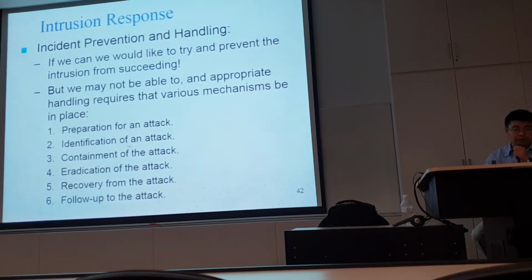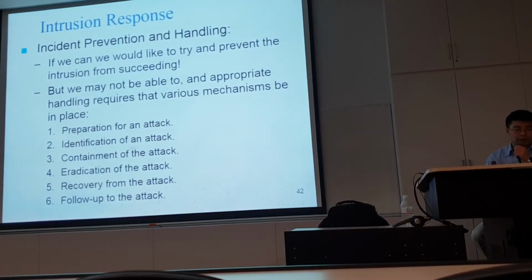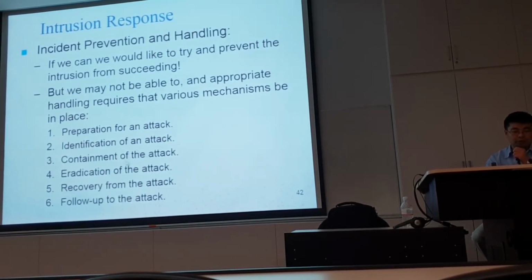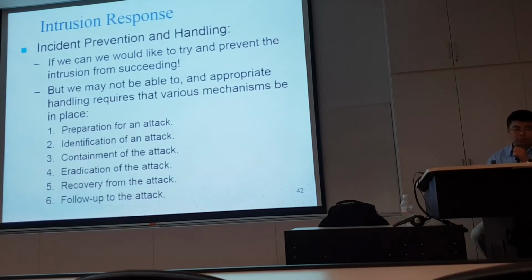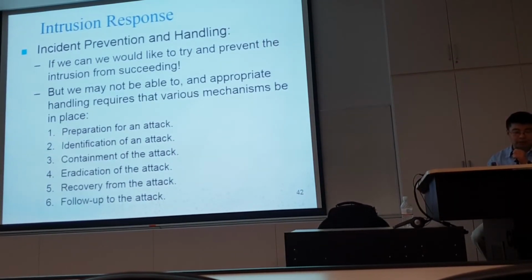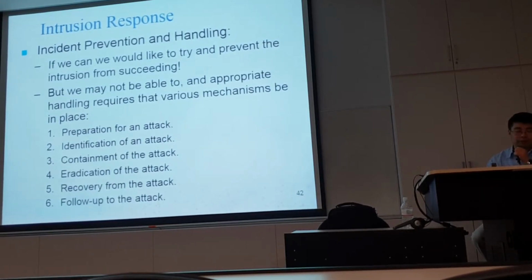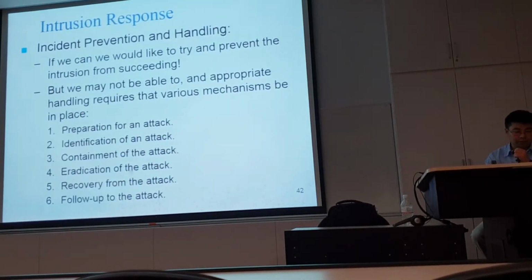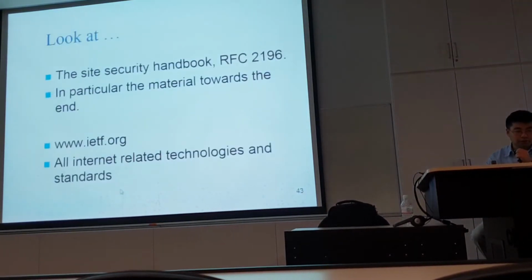Then identification of attack is how we do the detection. Then containment of attack is where we try to constrain the attack within a certain area of the whole system. We don't want the attacker to go through other components, so we restrict the attacker within a certain region of the system. So this is the containment of the attack. Then eradication of the attack, which is how to stop the attack, then recovery from the attack, and then follow-up to the attack.